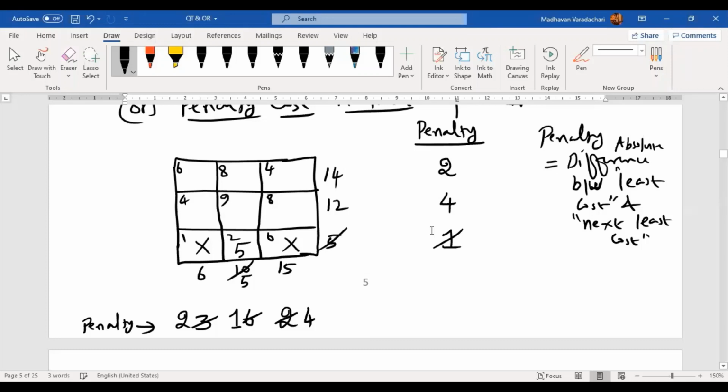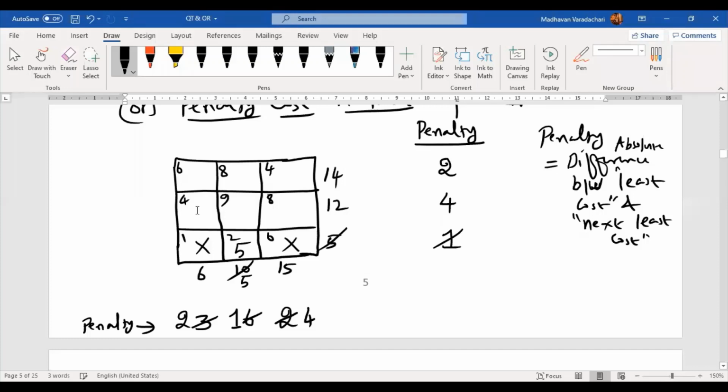Meaning the 4 which is sitting in the second row. Suppose if I choose this 4 as my highest penalty, then I need to allocate to this row. In this row, I will identify what is the least cost cell. Least cost cell is this cell, the second row, first column cell. So I need to do my allocation to this cell if I choose this 4. Am I right? Why? Because in this row, the least cost cell is wherever this 4 is sitting.